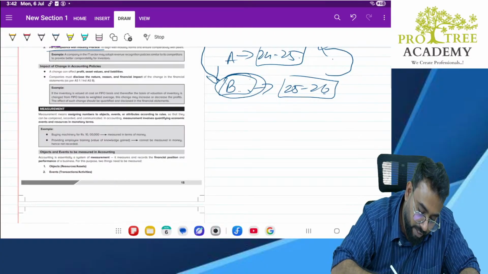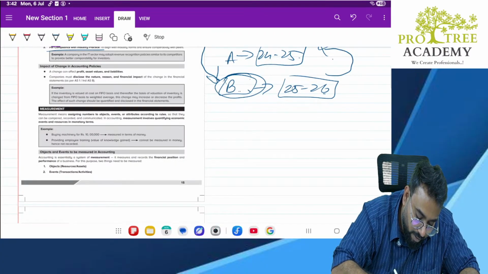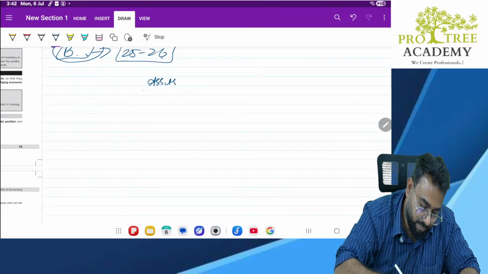Now let's discuss one definition before we go further. Asset.